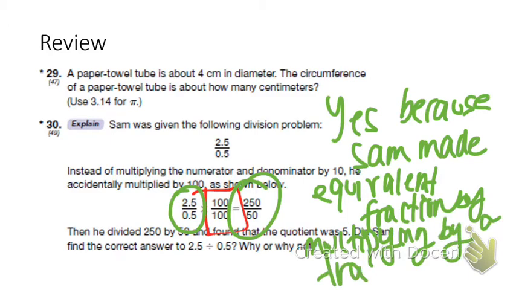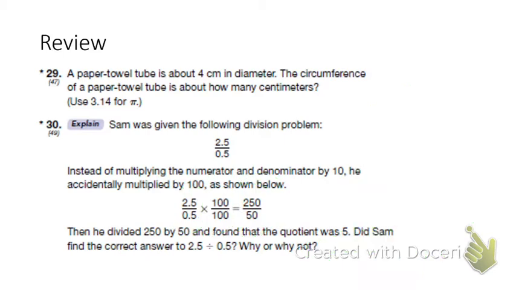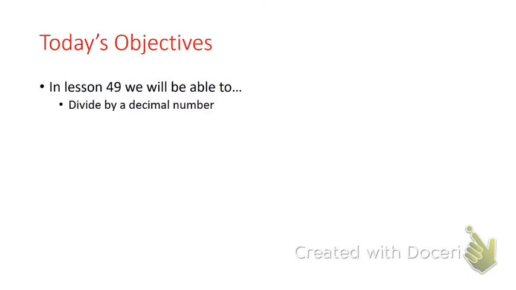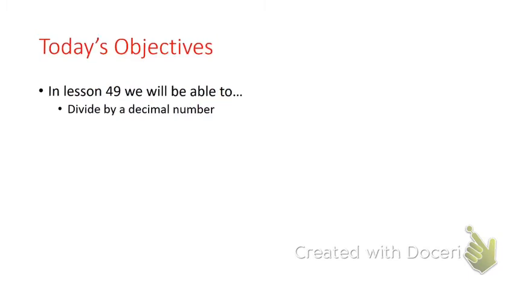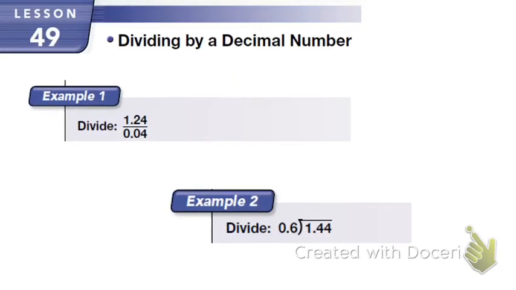Okay, so whenever you are dealing with decimals, you're either going to want to multiply by 10, 100, 1,000. So however many decimal places you have in the divisor, which is the number you're dividing by, that's what you want to multiply by. Okay, our lesson 49, we are going to be dividing by a decimal number, which sounds kind of silly because we actually can't divide by a decimal number. We have to multiply by a fraction equal to 1 to get our decimal to a whole number. So whenever we're trying to divide by a decimal, we always have to multiply by a fraction equal to 1 to find an equivalent division problem.